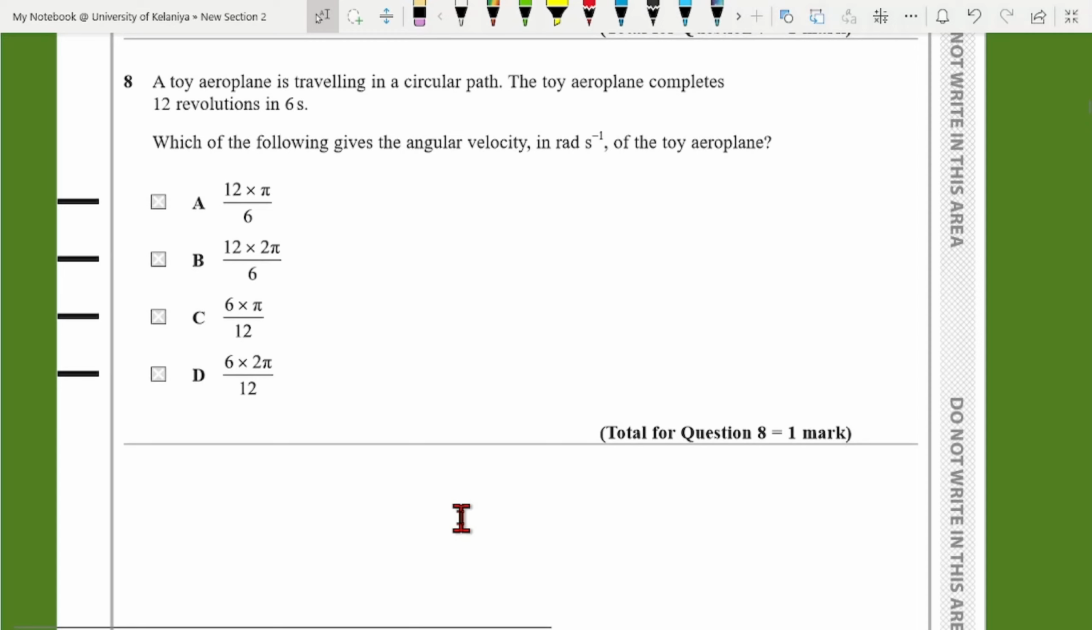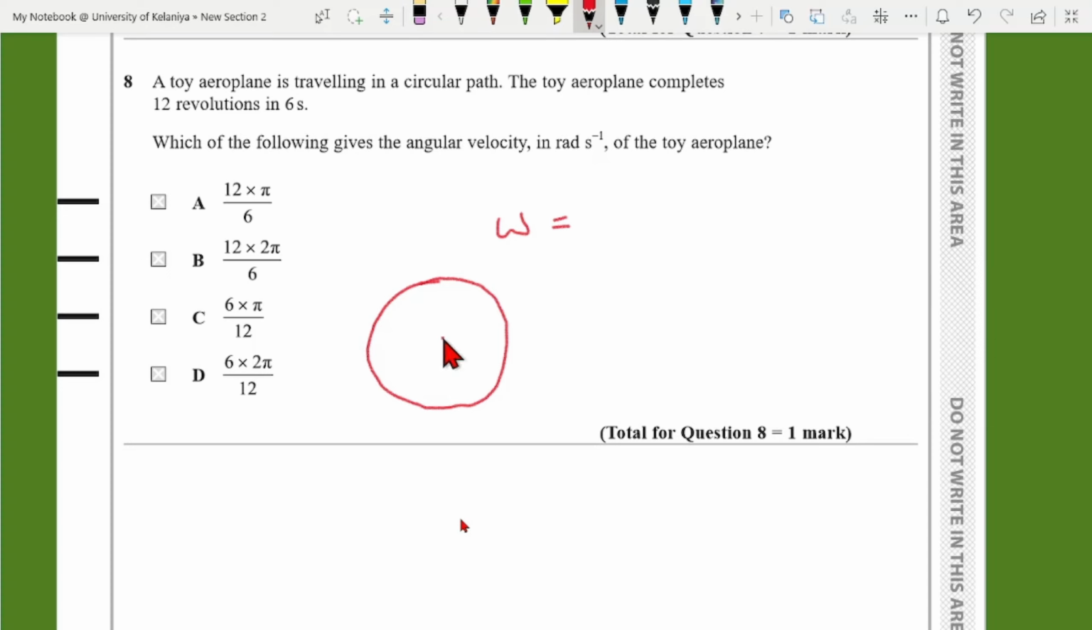Here, a toy aeroplane is traveling in a circular path. The toy aeroplane completes 12 revolutions in 6 seconds. Which of the following gives the angular velocity in radians per second of the toy aeroplane? Right. How can we calculate that one? If you want to get the angular velocity, that is equal to what? Theta, right? Theta means the angle that it has covered.